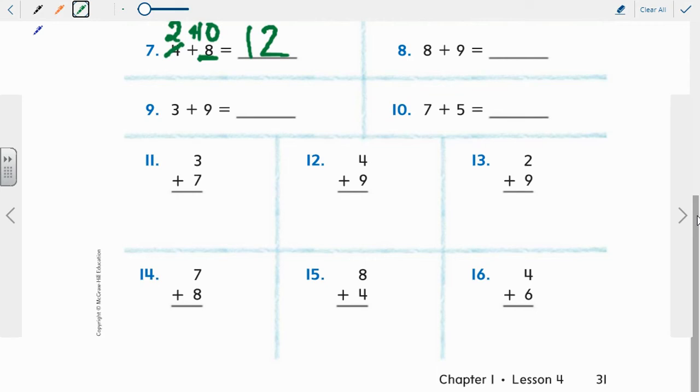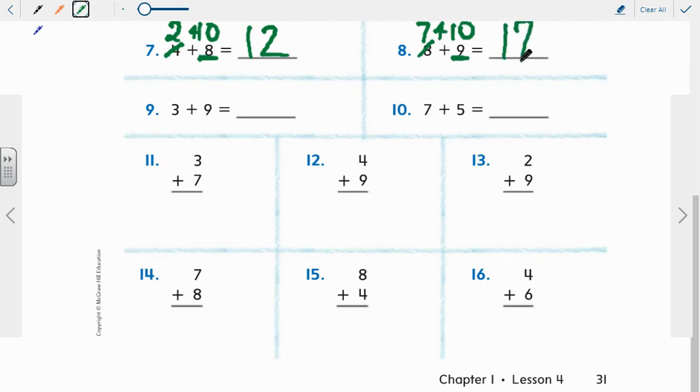All right, if we keep on coming down. For number 8, I'm going to use the larger add-in, which is my 9. I want to get that up to be a 10. Well, for me to do that, I need to change this into a 7. And now I can add these together. What's 7 plus 10? 17.